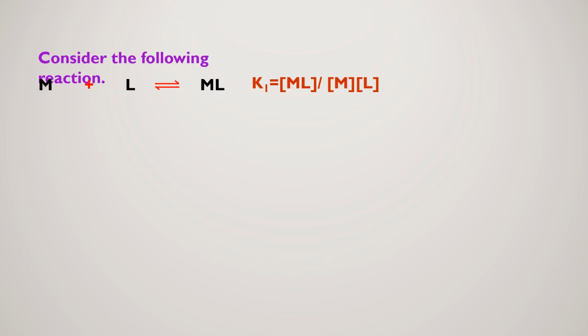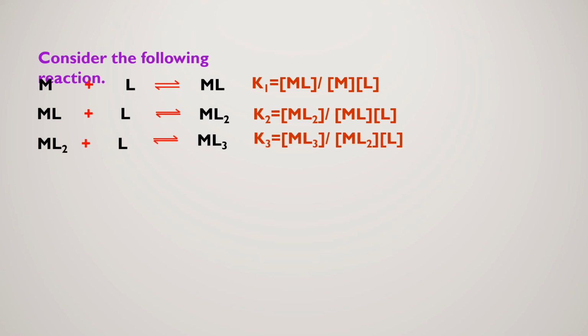Consider the following. Metal is combining with one ligand, so metal-ligand is formed in the reaction. We can write the association constant K1 as the molar concentration of product divided by the molar concentration of reactants. Already we know. It is for the first reaction. Now the second reaction: K2 is equal to the molar concentration of product divided by the molar concentration of reactants in the reaction. Even in the third case, I will take the same, molar concentration of product divided by molar concentration of reactants. In the fourth reaction also I will take the same.